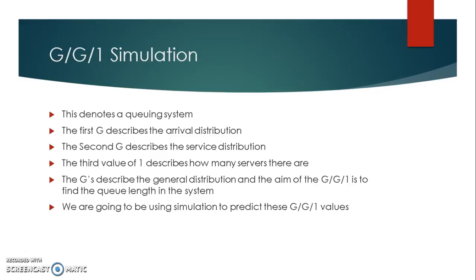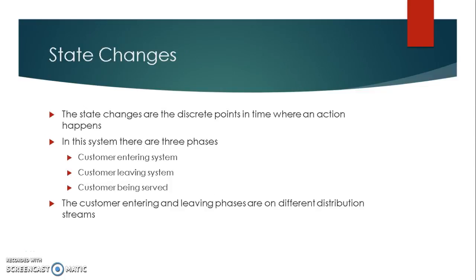The G's described are the general distribution, and the aim of the GG1 is to find the queue length in the system. Typically, they used a Weibull distribution or a gamma distribution to simulate this model. So we're going to be using simulation to predict the GG1. Moving on, we're going to be talking about how they do it.